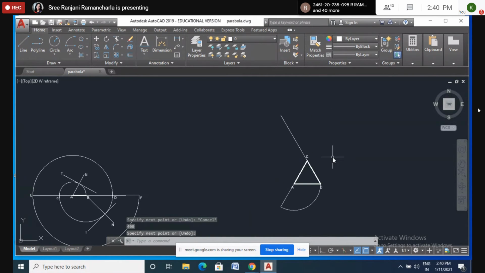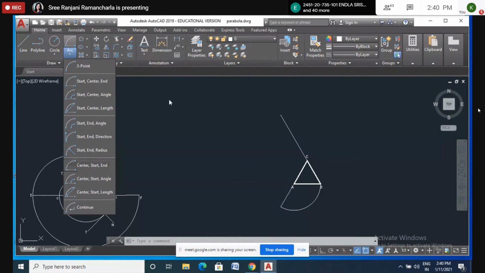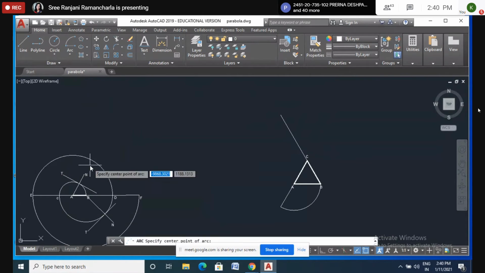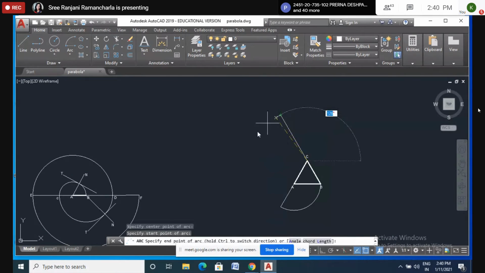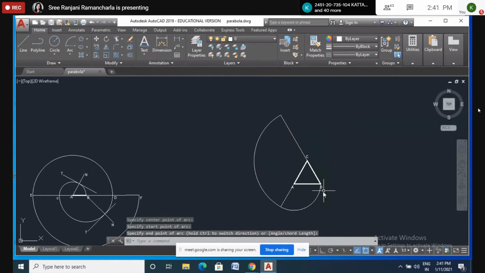It's clear now. Now we have to take the arc. So I will take start, center, end, or center, start, end. So center, start, end, like this. Okay. Now we extended this, and the next extension is this one. Next we have to extend this one.